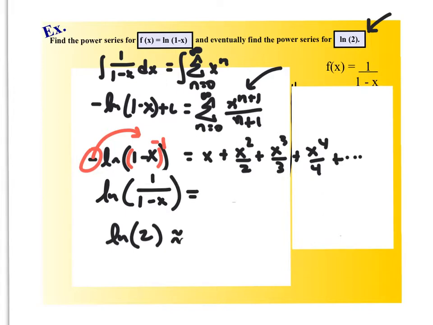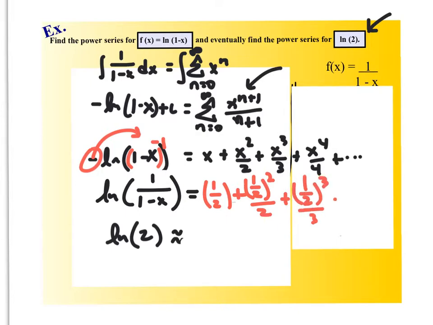Okay, and let's plug in a 1/2 for each of these. So I get a 1/2 plus (1/2)^2 over 2 plus (1/2)^3 over 3 plus (1/2)^4 over 4, and on down the line. Okay, what am I trying to approximate by doing this? Well, this is 1 over 1 minus 1/2, right? Or this right here is x.